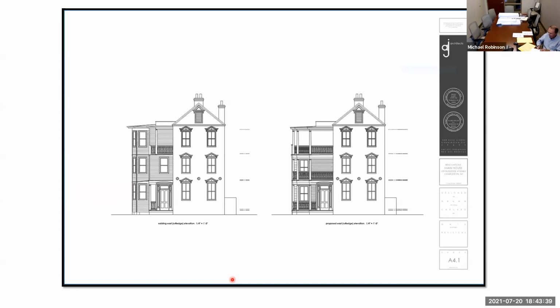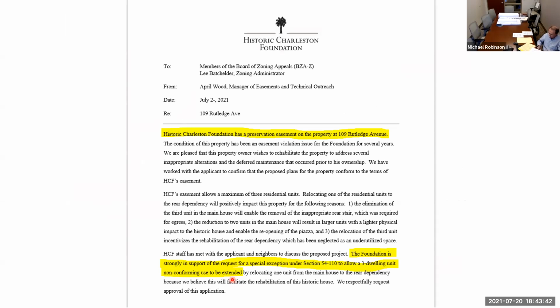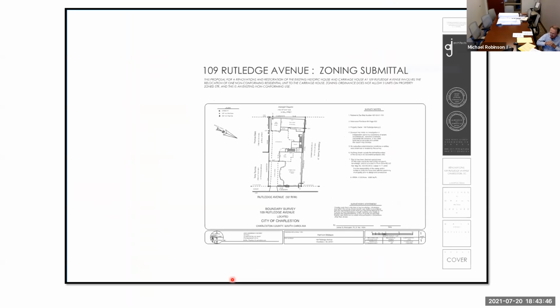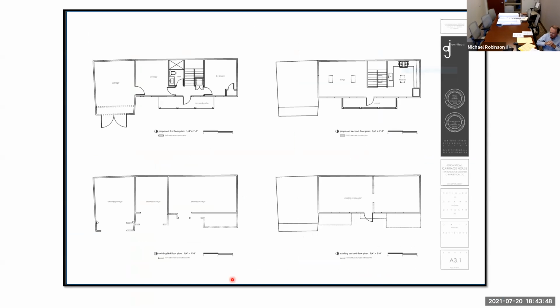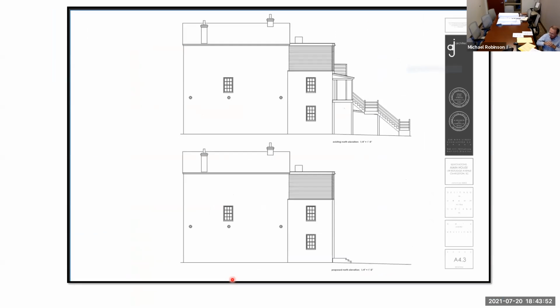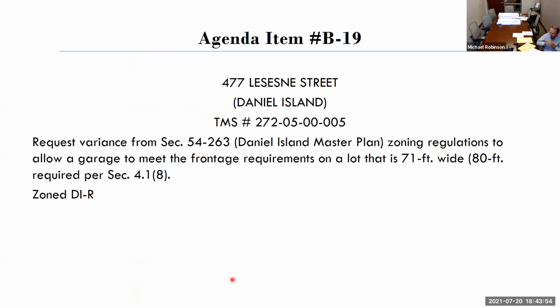Thank you. Next item on the agenda is 477 Lasagne Street, Daniel Island. Request variance from section 54-263, Daniel Island Master Plan, zoning regulations to allow a garage to meet the frontage requirement on a lot that is 71 feet wide, 80 feet required per section 4.1(8), zone DI-R.